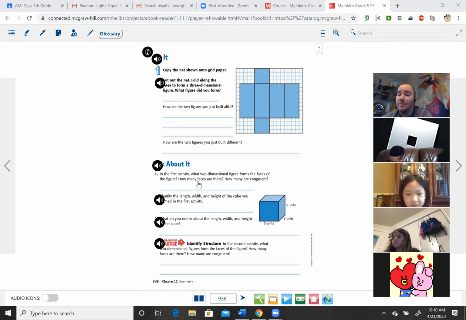So the second question, how many faces are there? 6 faces. So there's 6 individual shapes. So 1, 2, 3, 4, 5, 6. So there's 6 individual faces. How many are congruent?